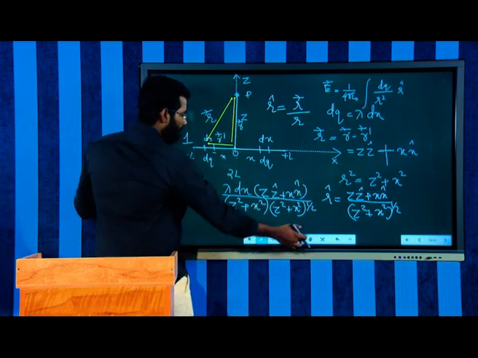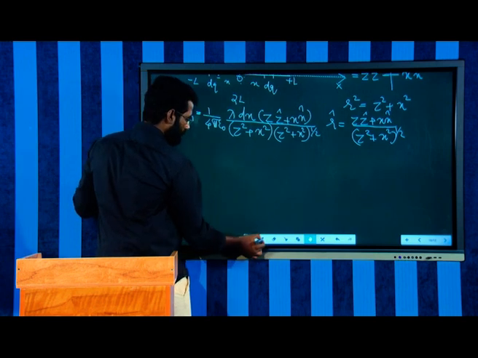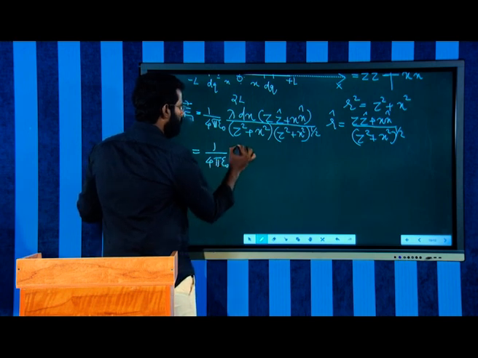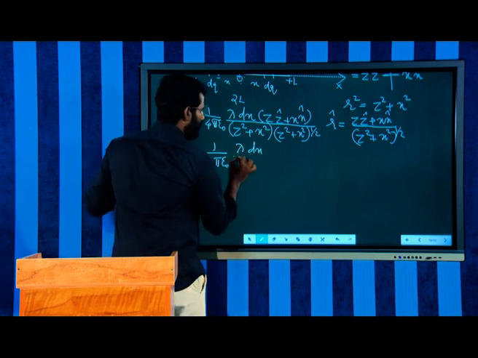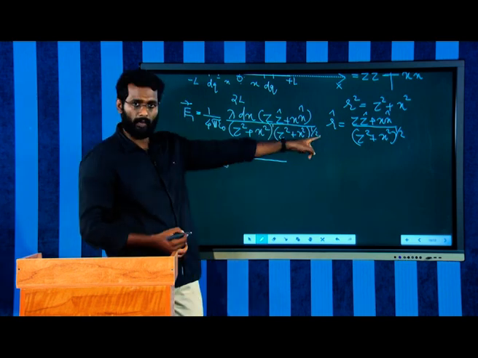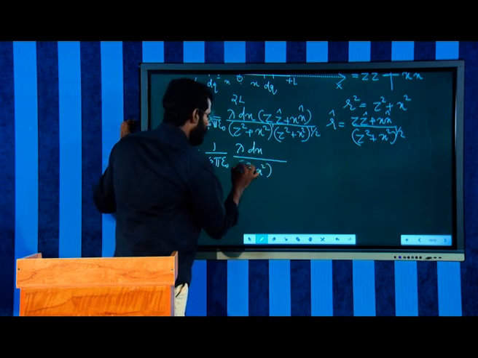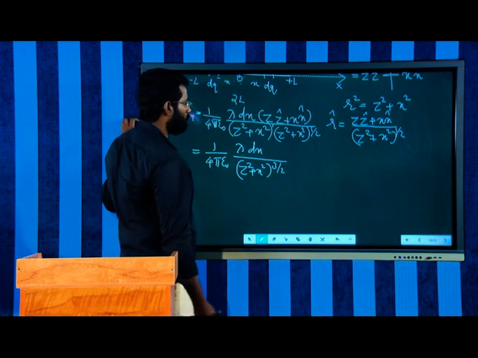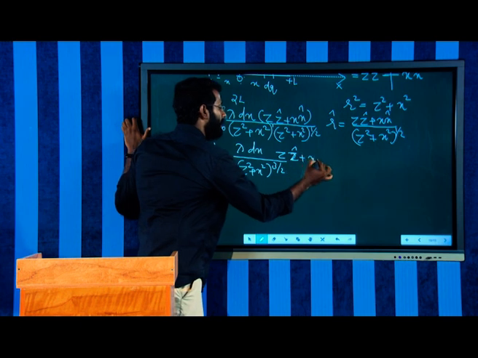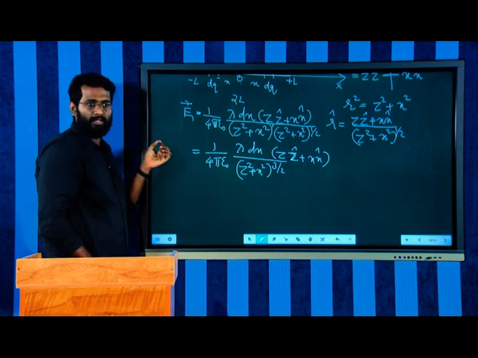Okay. Now, let us see, we can combine it together to get 1 by 4 pi epsilon 0 lambda dx divided by z square plus x square the whole raised to 3 by 2, into z cap plus x cap. So, we got the field due to that small dq.